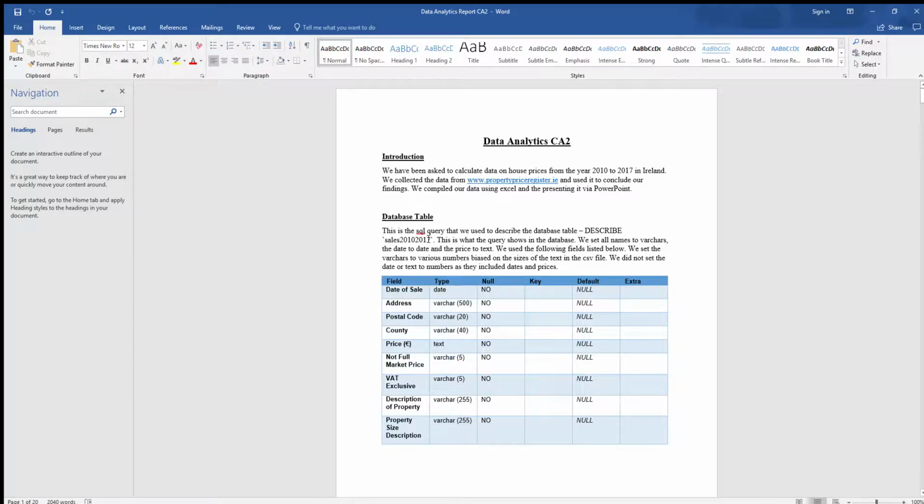Right, here we go. This is Sean Stevens, the Data Analytics CA2, the final project. It was me and Roisin McPhillips. Me and Roisin were partners for this.